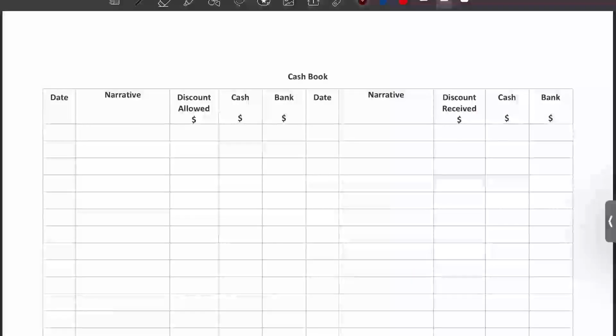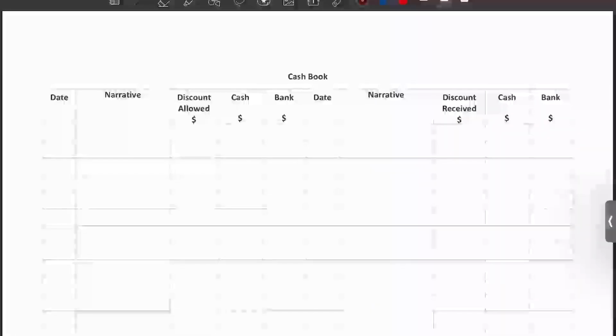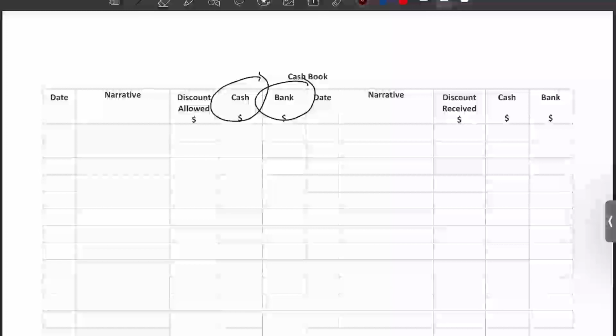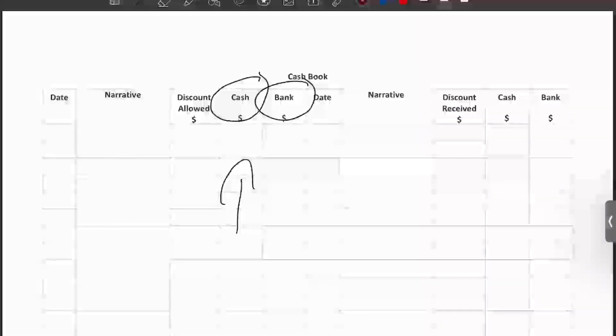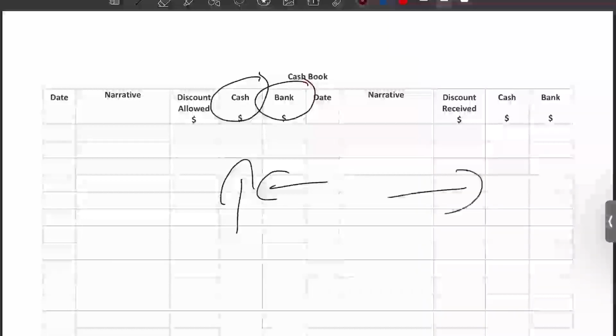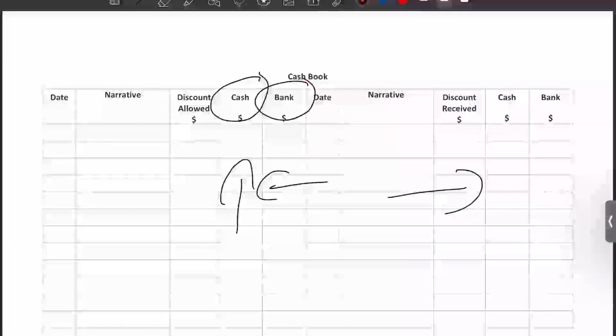Now, how do we do this cash book? To recall, whenever you get money, cash of the business is going to increase. On which side of the cash book do you enter? If cash is going to increase, you need to enter on which side? Debit side of the cash book. Remember, this is the debit side and this is your credit side. So if your money is going to increase, you need to always put it on the debit side.